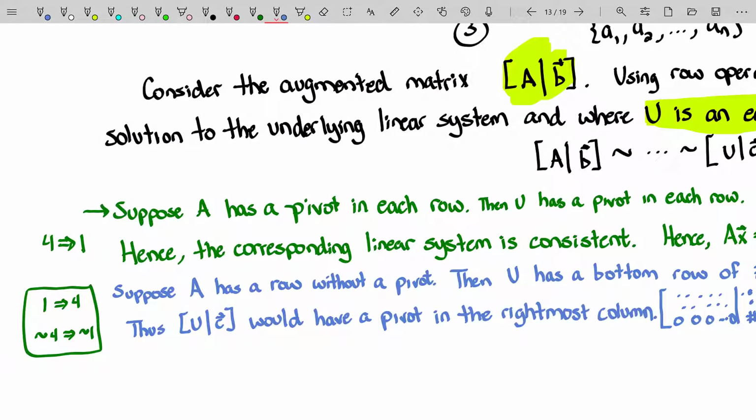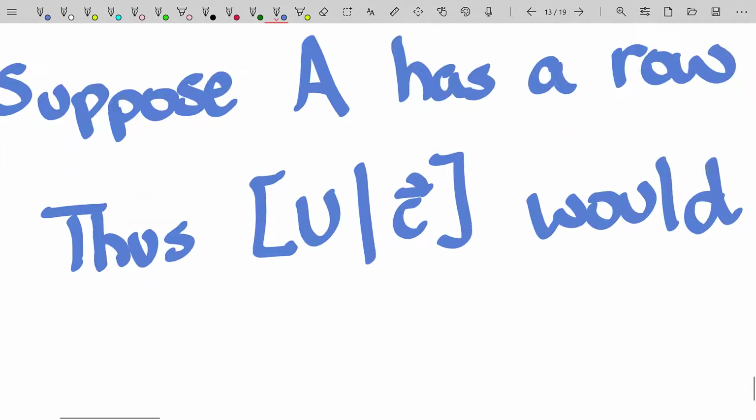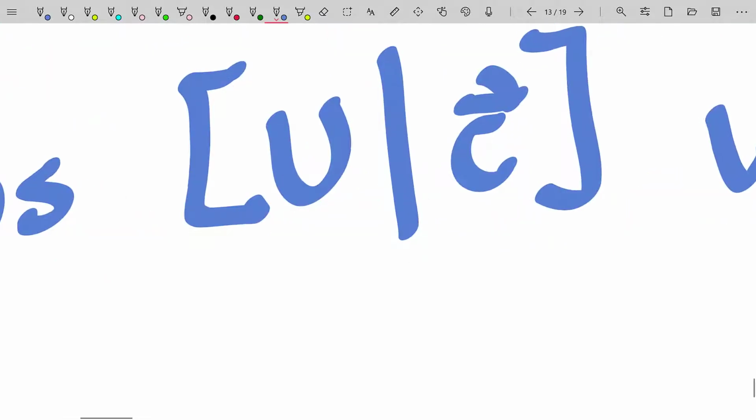Again, hearkening back to Theorem 2, the existence and uniqueness of solutions to linear systems theorem. If the rightmost column of the augmented matrix is a pivot column, the corresponding linear system is inconsistent. But remember, if the linear system corresponding to this augmented matrix is inconsistent, we can just do the same row operations to build back to A augmented with B, and because they're row equivalent matrices, their underlying systems are also equivalent. In other words, they have the same solutions, or if they don't have solutions, they both don't have solutions.